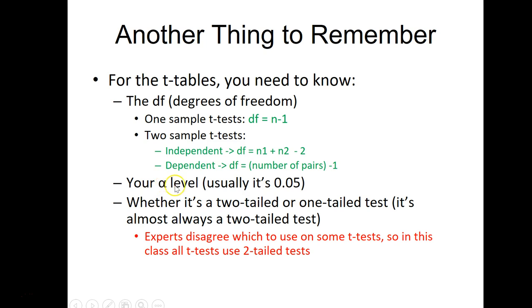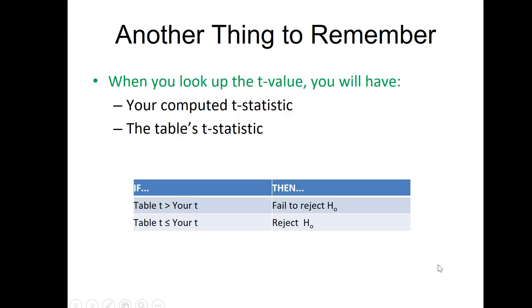You're going to have to know your alpha level. Unless I tell you otherwise, it's always 0.05. You're going to have to know whether it's a two-tailed or a one-tailed test. For t-tests in this class, it's always going to be two-tailed. So really, you want to focus on this. Get your degrees of freedom straight. And when you look up stuff in the back of the book, you're looking to compare what you computed as your t-value versus what the table says. If your value is bigger than the table's, then you reject the null. Okay? And when I say your value, I mean the absolute value of your number. If it's bigger than the table's, you reject the null. If the table is bigger, then you fail to reject the null.